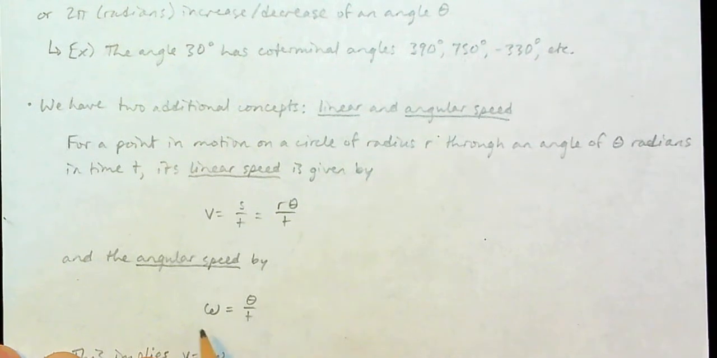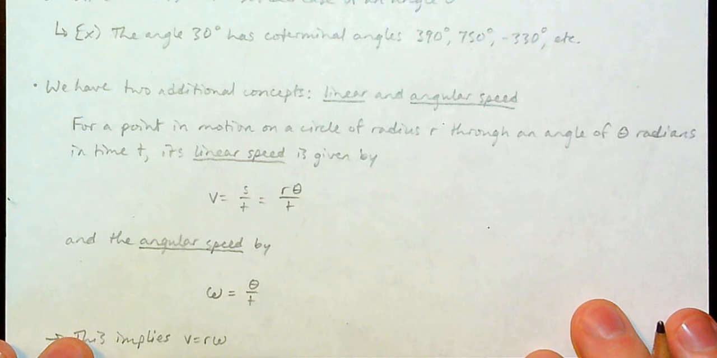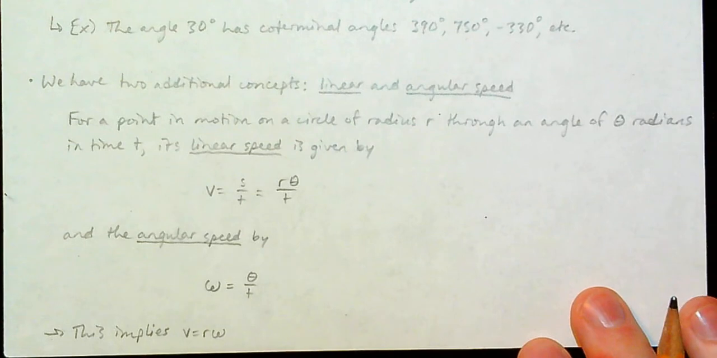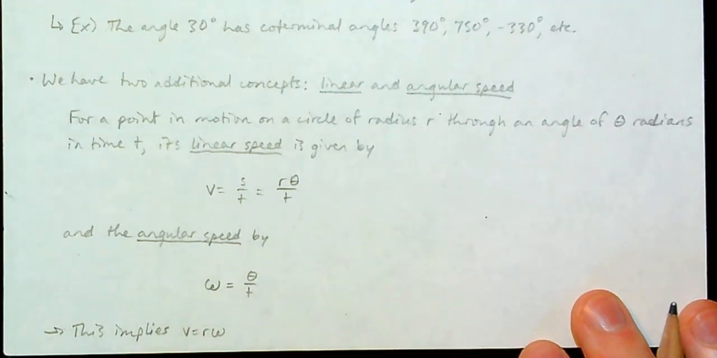This guy right here, that is not a w, that is the Greek letter omega, and that's the lowercase Greek letter omega, not the capital. And just as a relationship between the linear and the angular speed, the linear speed v is equal to the angular speed omega times the radius. Not something that you're really going to see from me, but just note that it's out there.